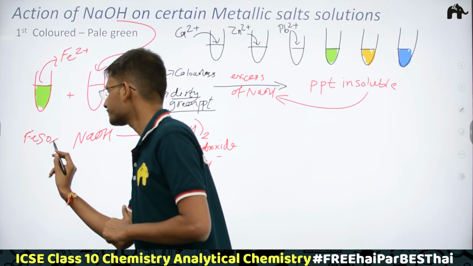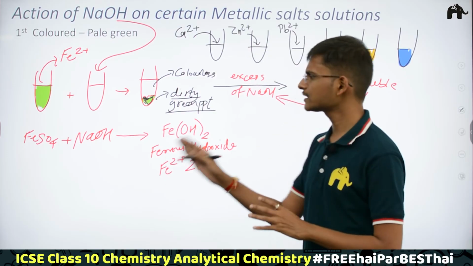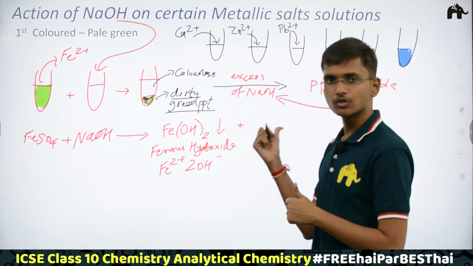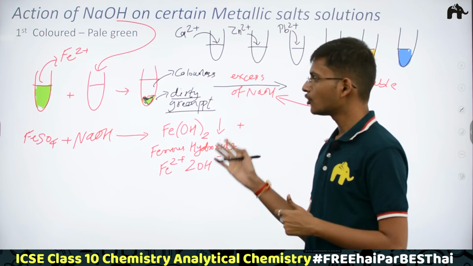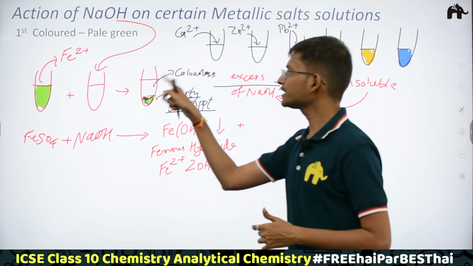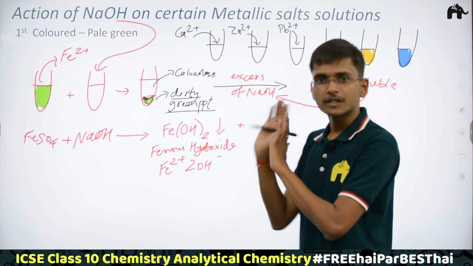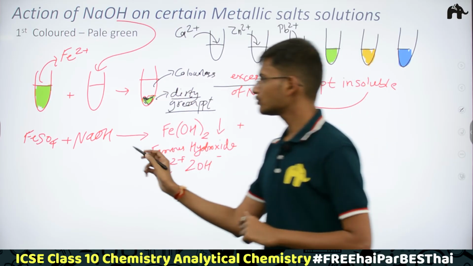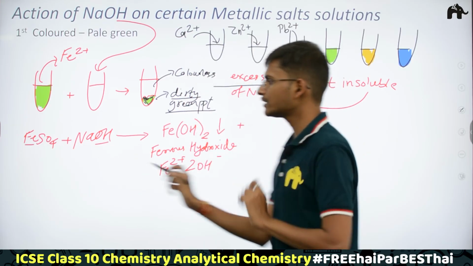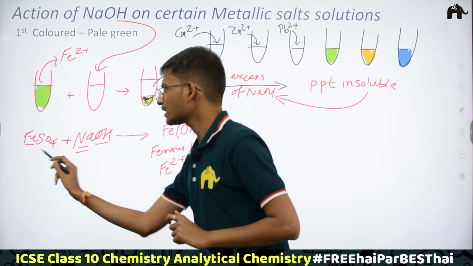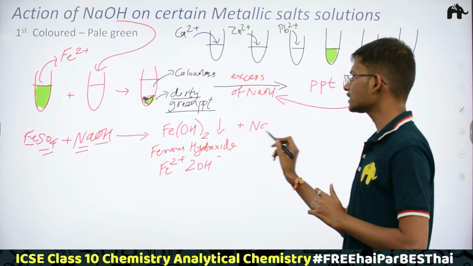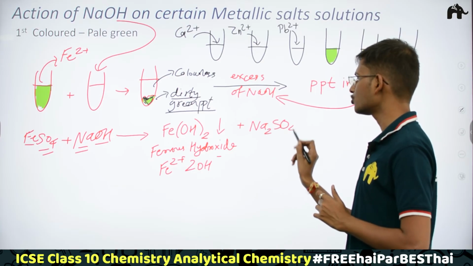Let's try new ones. I took ferrous sulfate and sodium hydroxide. They give us this dirty green PPT, and along with it, another salt is also going to be formed, which would be colorless and soluble, because that's why it is present in this colorless solution. So which would be that salt? Fe and OH are forming ferrous hydroxide. What is remaining? Sodium and SO4, sulfate. So it would form sodium sulfate, Na2SO4.